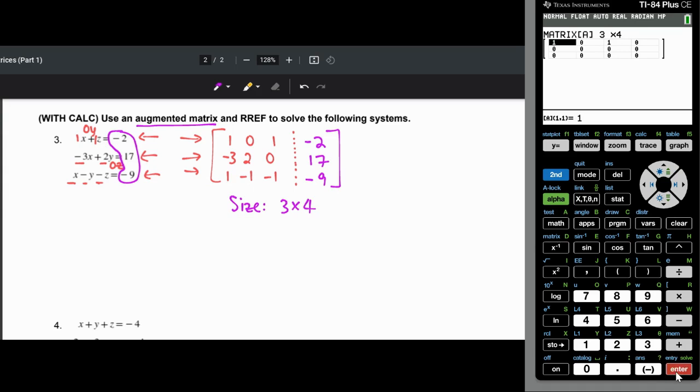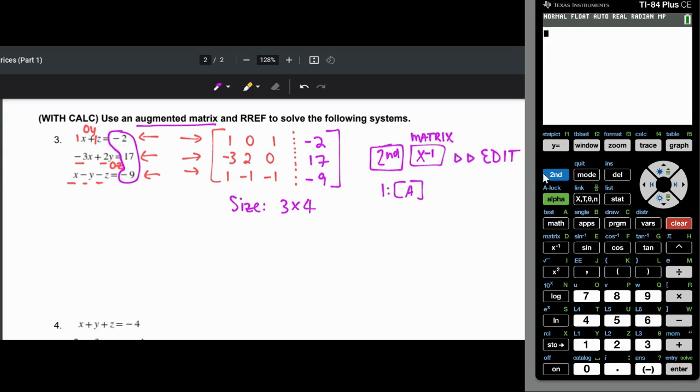So I have 1, 0, 1, and -2 for my first row. Hit enter, and you're just going to go across all the rows. Make sure that when you're typing in a negative value, you type the negative sign, not the minus sign. So -3, 2, 0, 17, and I'm just hitting enter after each one. And then my last row is 1, -1, -1 again, and -9. All right, after you've typed in the last number, you should double check to make sure you didn't make any typos. So positives are positive, negatives are negative. You don't have any of the numbers in the wrong locations.